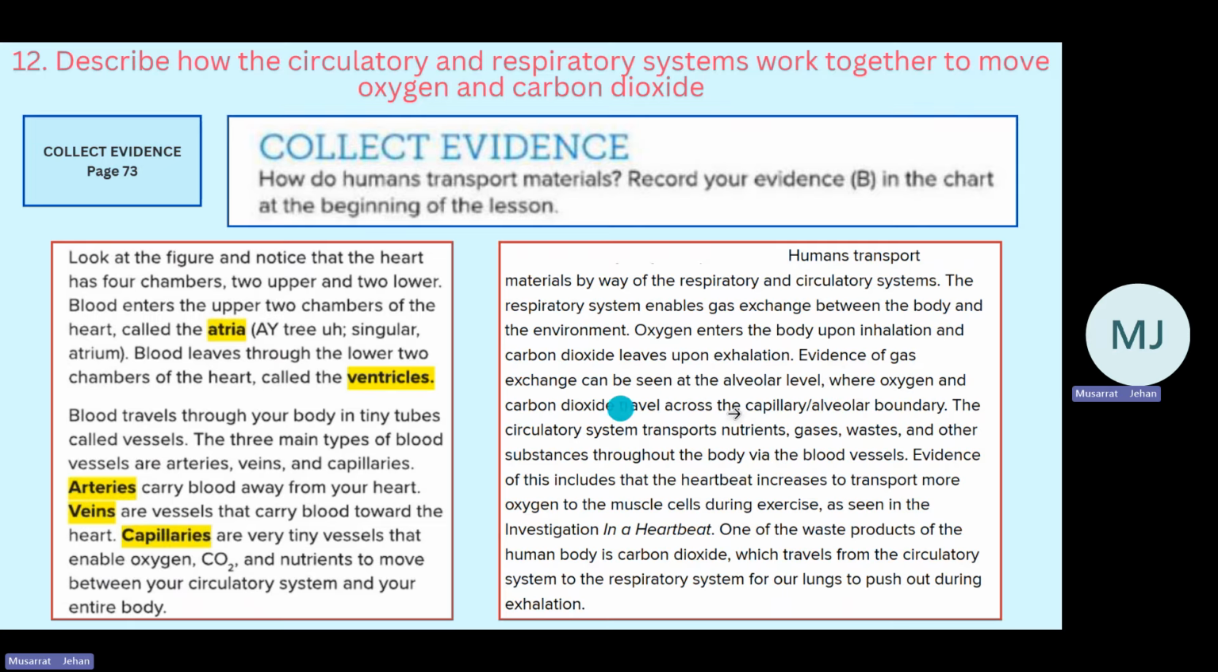The gas exchange takes place in the alveoli where oxygen goes into the blood from the alveoli and carbon dioxide goes from the blood to the alveoli. The circulatory system transports nutrients, gases. So blood is transporting many things: nutrients, gases, waste, and other substances throughout the body.